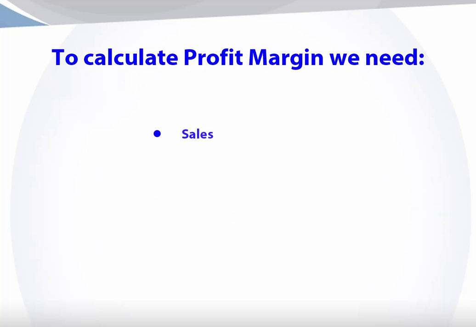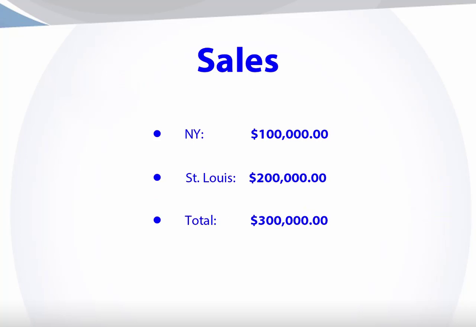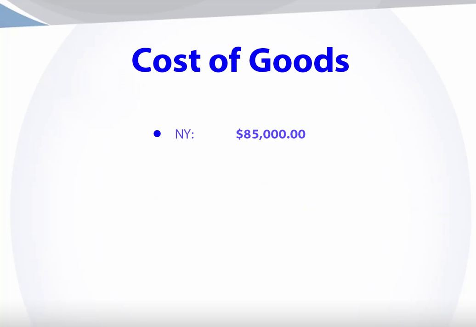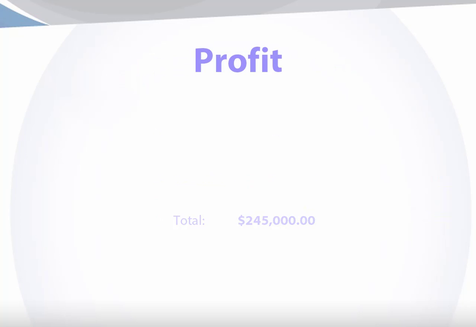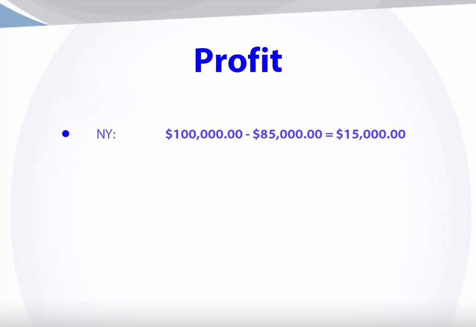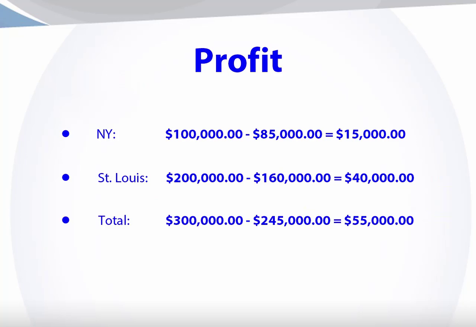Let's say we are measuring sales, cost of goods, and profit for the first quarter. And then we want to calculate the profit margin for two places, let's say New York and St. Louis, and aggregate them so we can see total margin for the US. For sales, you might have taken in $100K from New York and $200K from St. Louis. For cost of goods, you might have spent $85K for New York and $160K for St. Louis. And you would subtract cost of goods from sales to get profit. So you would have profit as $15K for New York and $40K for St. Louis.